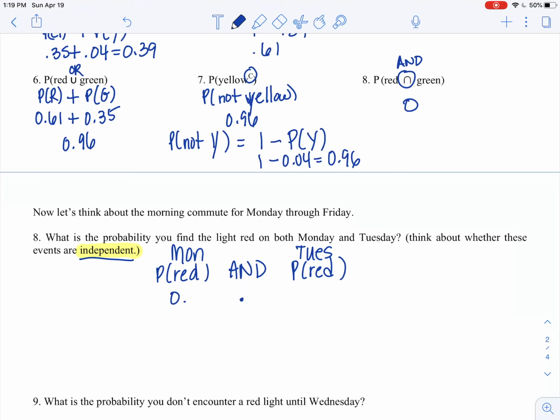So the chance of it being red on Monday is 0.61. The chance of it being red on Tuesday is 0.61. When I multiply those probabilities together, I get 0.372. Okay, so what does that mean? When you pull up to the light on Monday and then pull up to the light on Tuesday, there's a chance of 37% that the light is going to be red on both Monday and Tuesday.